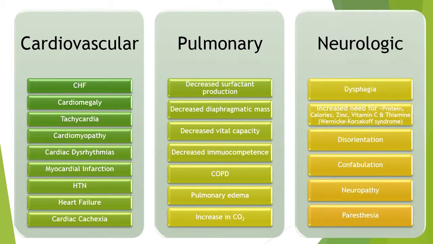In the neurologic system, the patient may experience dysphagia, and they have an increased need for protein, calories, zinc, vitamin C, and thiamine. Some of the nursing concerns, such as phenytoin with enteral formulas, actually decrease the effects of it, which equals a risk for seizures. They may experience disorientation, confabulation, neuropathy, and paresthesia.